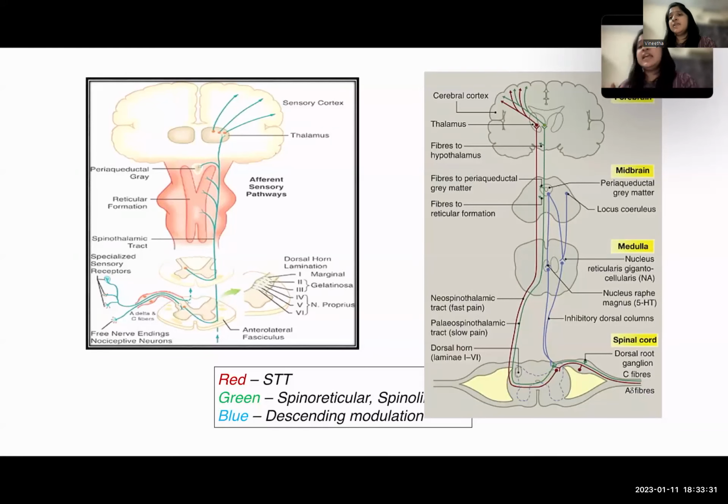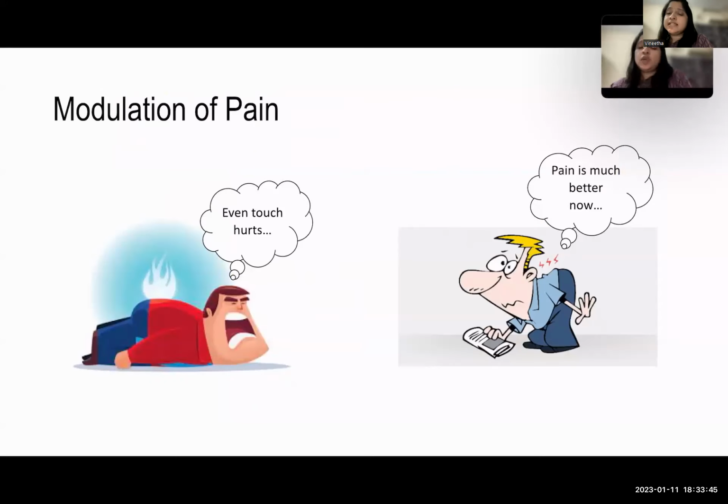These three are done by this green spinoreticular, spinolimbic pathway, along with the help of the descending pathways, which you see in the blue color. So the ascending spinolimbic and spinoreticular pathways and the descending pathway, as I told, are important for the modulation of pain. There are two types of modulation.